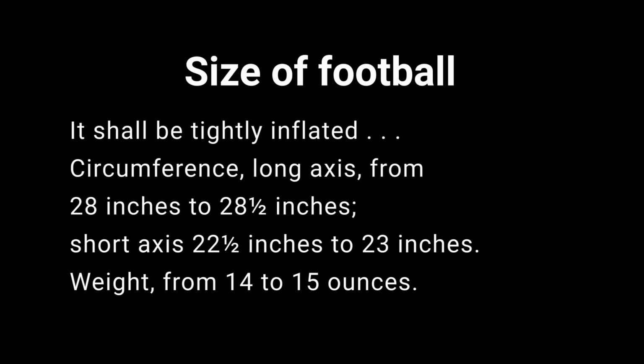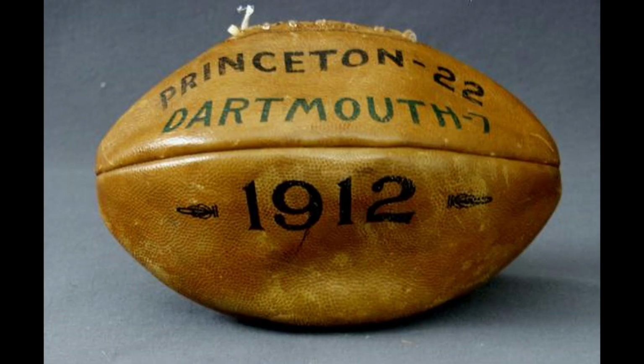In another huge change, the Rules Committee established the size of the football. It made the ball smaller and more oblong than spherical. And the rule states it shall be tightly inflated, circumference, long axis from 28 inches to 28.5 inches, short axis 22.5 inches to 23 inches, weight from 14 to 15 ounces.